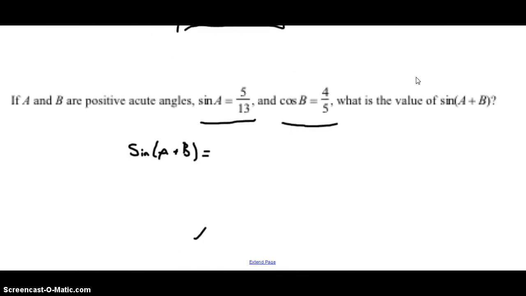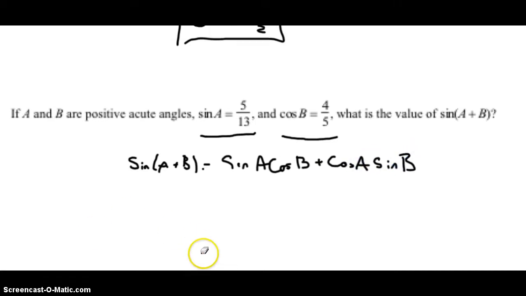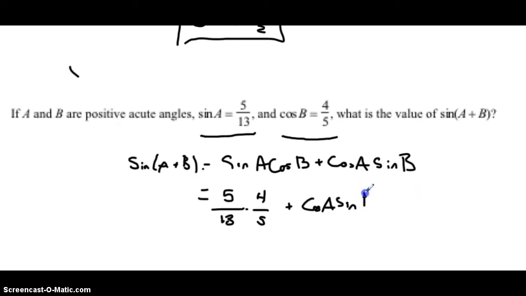So it's sine A cosine B plus cosine A sine B. All right? From here we're just going to plug in what we know. So let's try that out. We know that the sine of A is 5 over 13, and we do know the cosine of B, which is 4 over 5. Now we don't know the cosine of A, and we don't know the sine of B. So guess what? We have to figure those out.